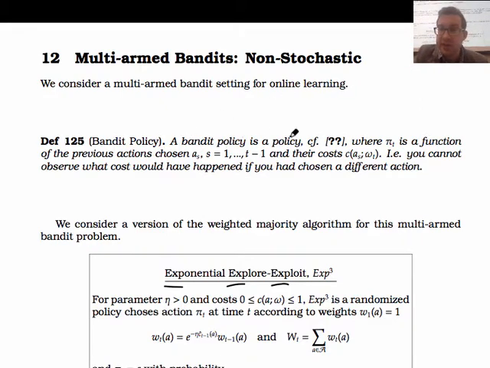A bandit policy, like I say, is a policy where the choice that you make at time t is a function of the previous actions that you've chosen in your policy and the costs associated with them. That is, you cannot observe what cost you would have incurred if you'd taken a different action.